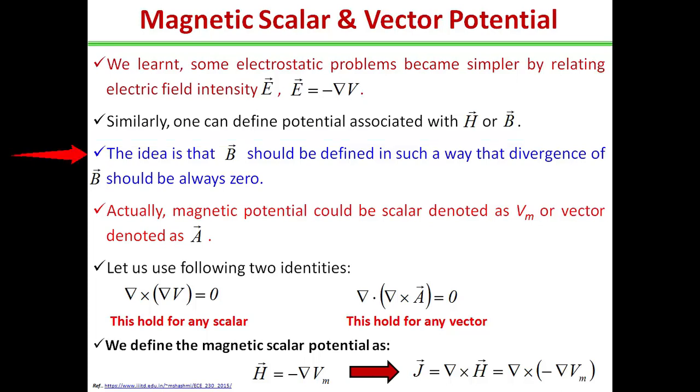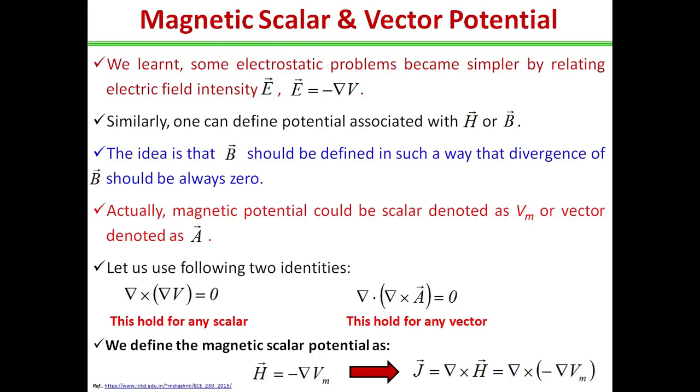The idea is that B should be defined in such a way that divergence of B should be equal to 0. In fact, the magnetic potential could be scalar, denoted by Vm, where m subscript denotes magnetostatics, or vector, denoted as A.